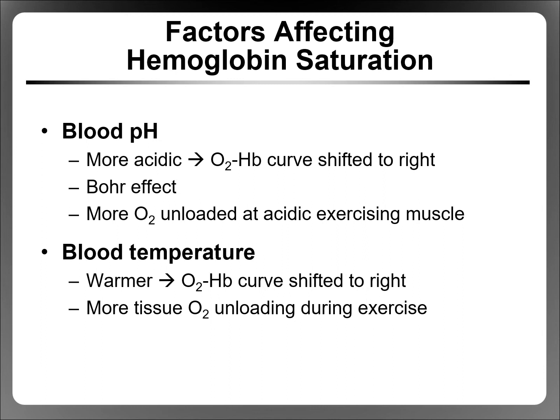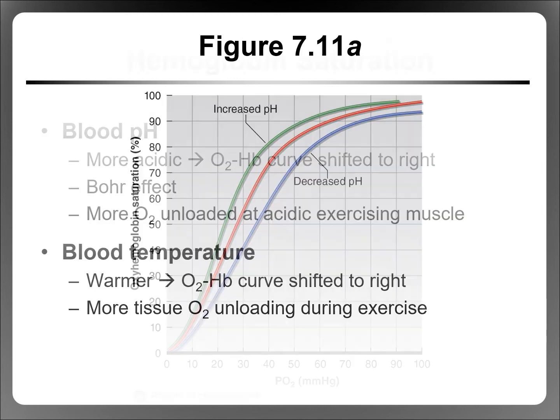Blood temperature will also cause a rightward shift. The warmer the body is, the more the oxyhemoglobin curve shifts to the right. This also means that we will have more tissue unloading during exercise.